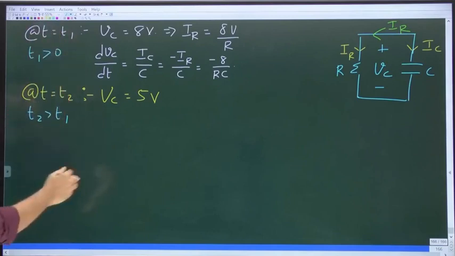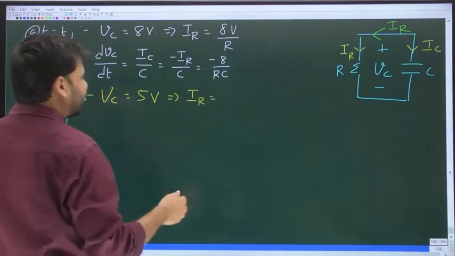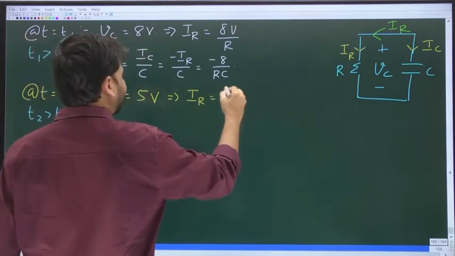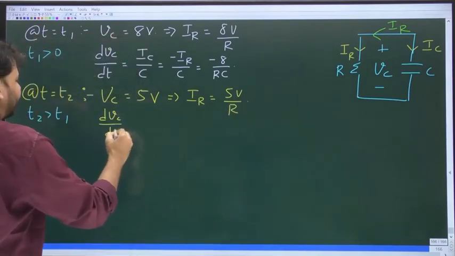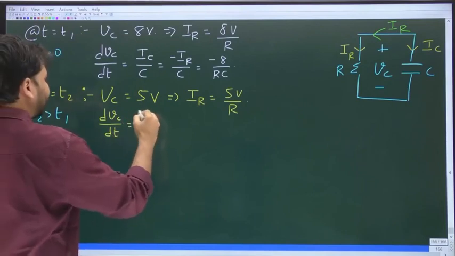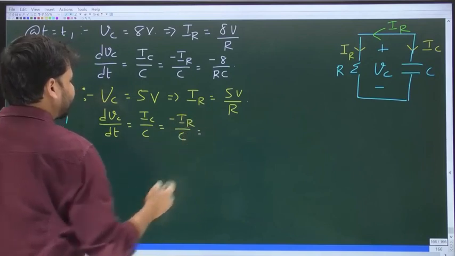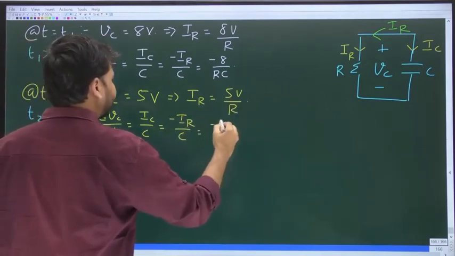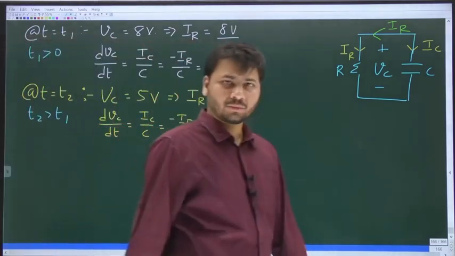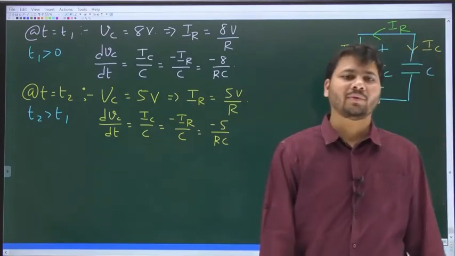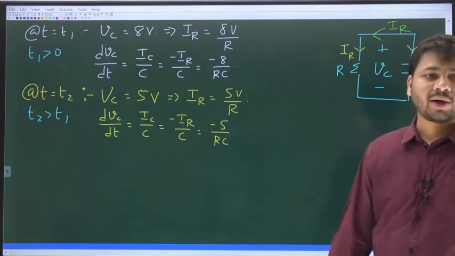Okay, and even this t2 will be greater than t1. And if Vc reduces to 5, now what is the current drawn by the resistor? Will it not be 5 volts divided by R? Now what is the rate of change of the capacitor voltage? Always dVc by dt is Ic by C, and Ic is minus IR by C, and IR is 5 by R. So minus IR by C, will it not be minus 5 by RC? Yes. So now what is the rate of decay at t equal to t2? Is it not 5 by RC?